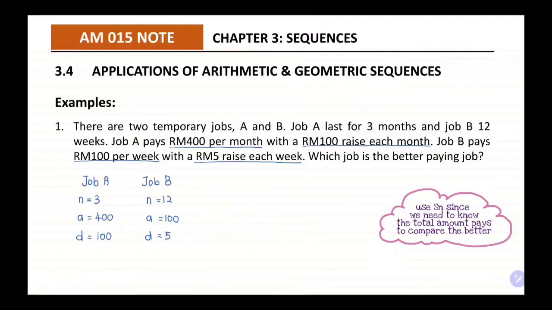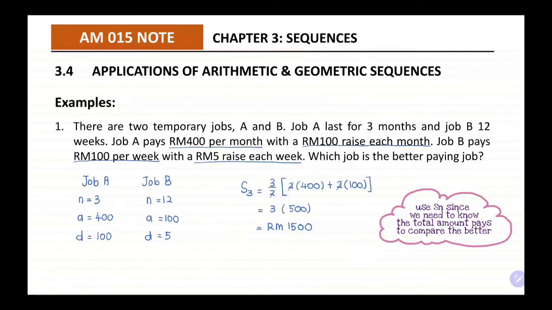We go to the first job, job A. Job A lasts for 3 months, so we use the formula S3 equals, this one is arithmetic, so remember the formula, n over 2, so 3 over 2, 2a, our a is 400, plus n minus 1 d. n minus 1 becomes 2 and d is 100. Then we calculate, 3, cancel out 2, so 500. So the total amount for job A is RM 1500.